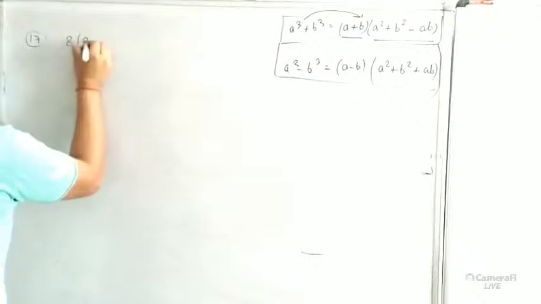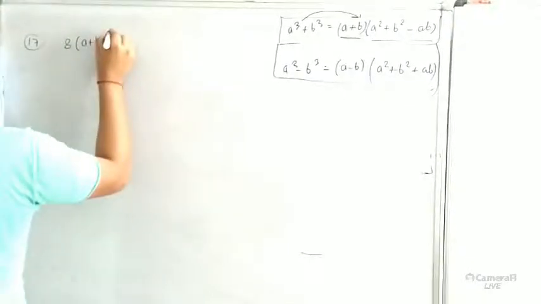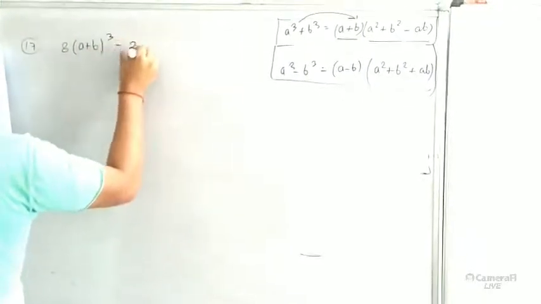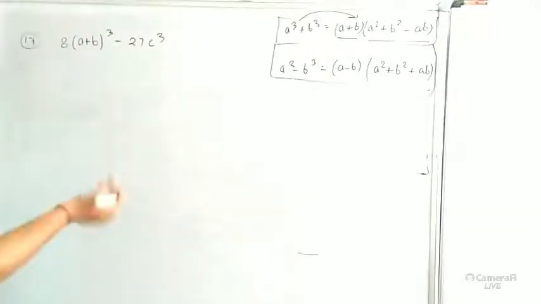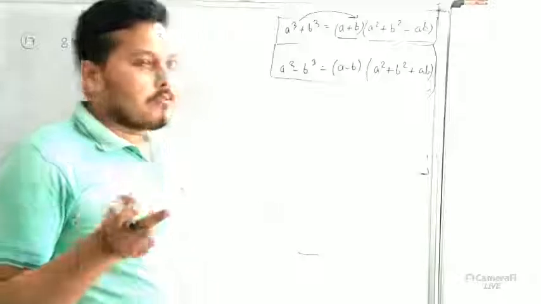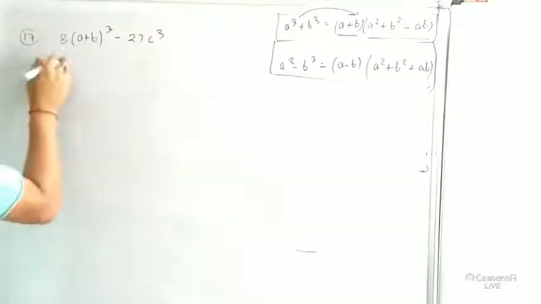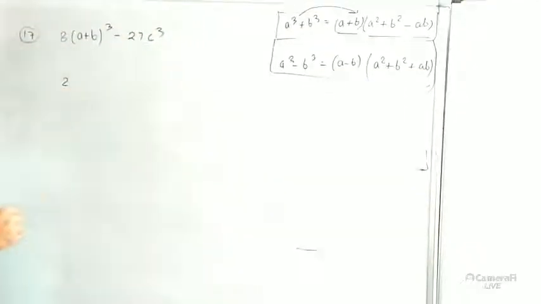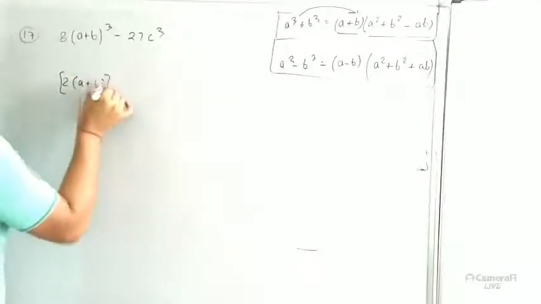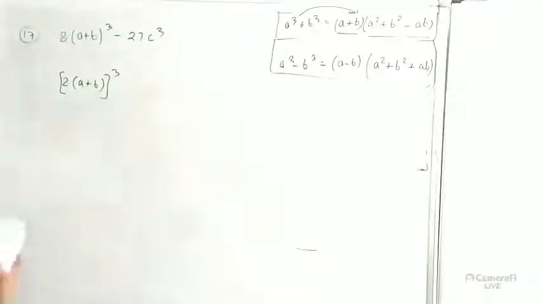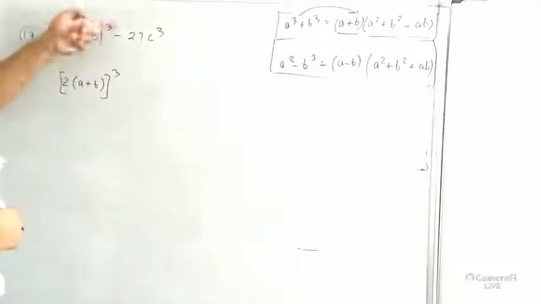Seventeen: 8a plus b is whole cube minus 27c cube. No problem. Write it in the form of a whole cube, but only 8 is outside. We can write 8 as the cube of 2, then (a plus b) and put the whole cube. Any problem? No sir. So 8 is 2 cubed, then (a plus b), it's whole cube.